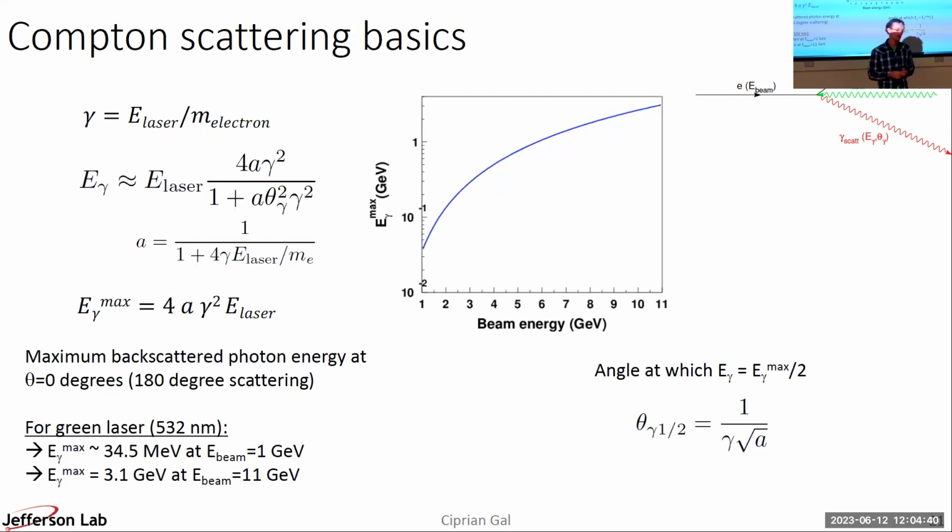Yep. So we have an ensemble of particles, if you think about it. And I would assume if you have 80% polarization, you can be sure that 80% of the particles are polarized. Right. So you can think about it in terms of asymmetries again, right?